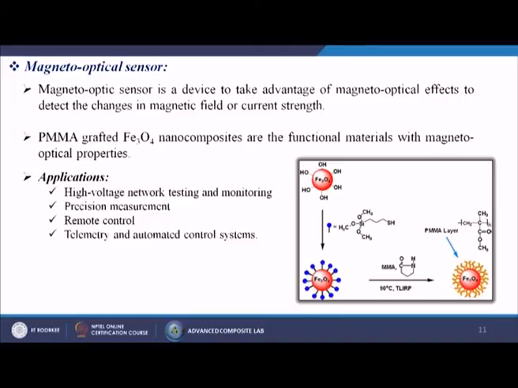High voltage network testing and monitoring, precision measurement, remote control, telemetry and automated control system.